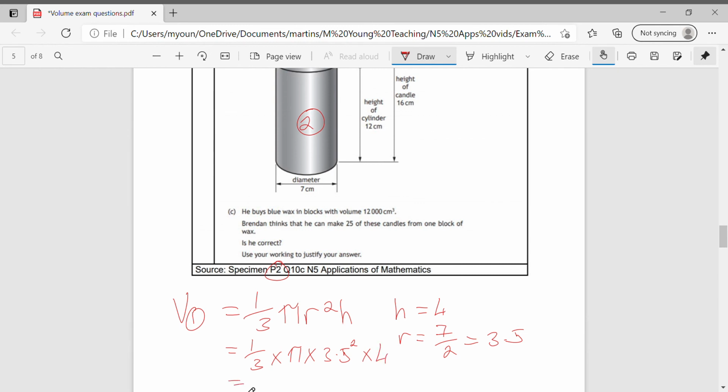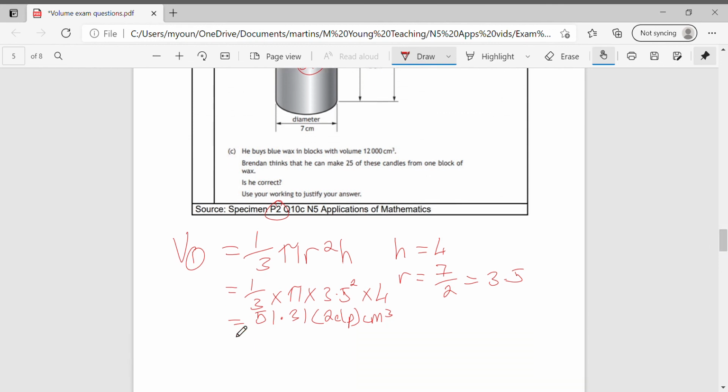Pop that in the calculator. 1/3 times shift pi times 3.5 squared times 4. Let's just round to 2 decimal places. That's going to be 51.31 to 2 decimal places. Always better to show your unrounded answer, but just for space, I'm not going to in this case. And it's centimetres cubed.